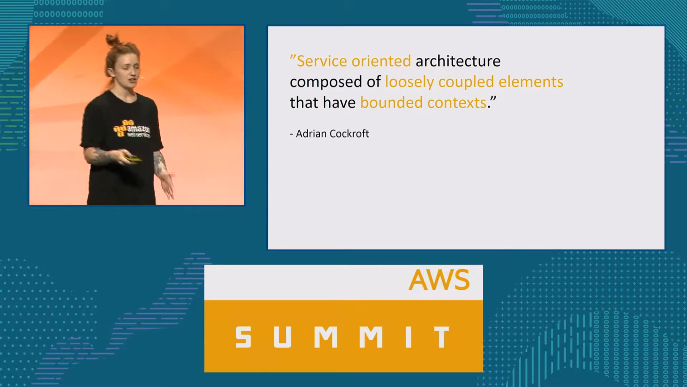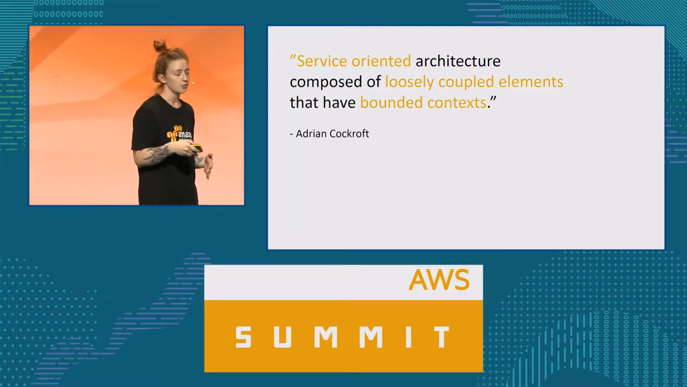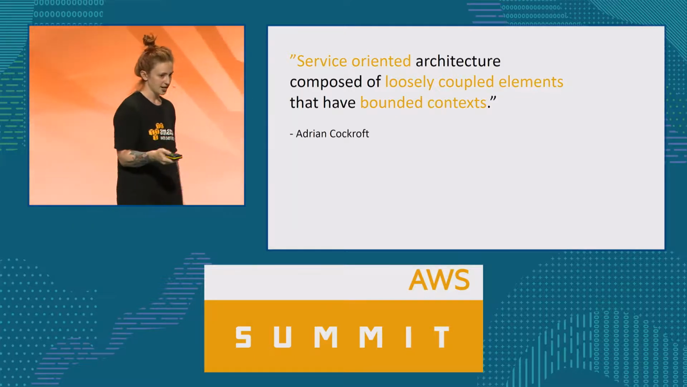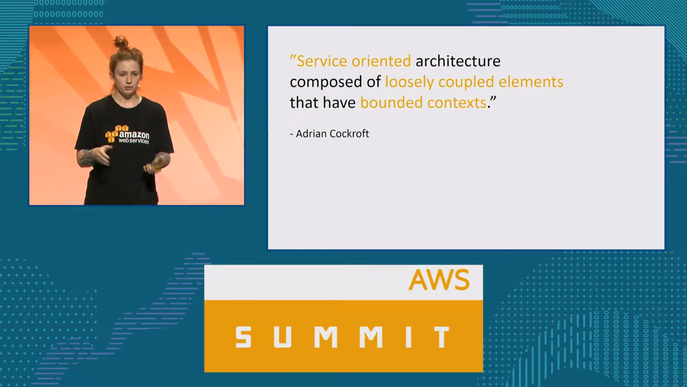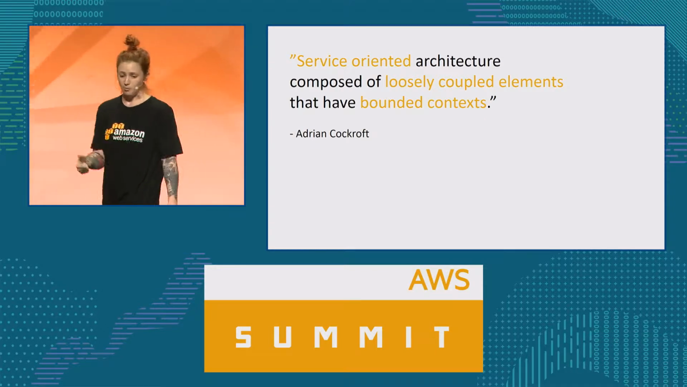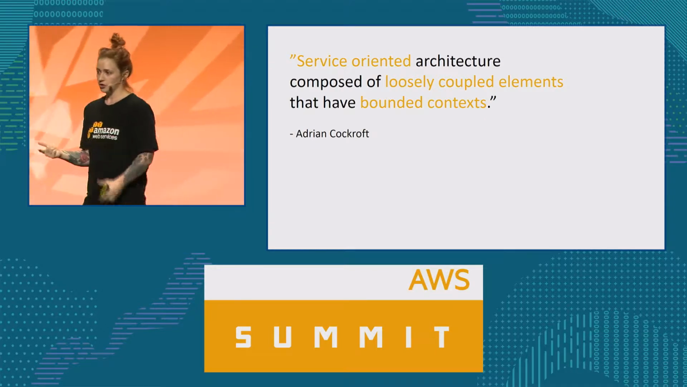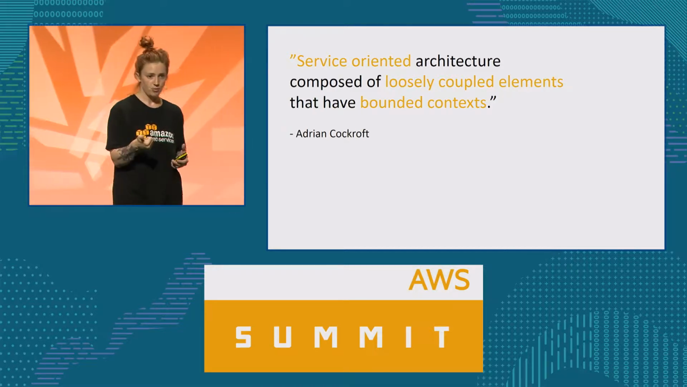So what are microservices? It's a service-oriented architecture composed of loosely coupled elements that have bounded context. This sounds really nice, but what does this mean? It means that we've broken down our services. Each one of them has a very specific job. They are loosely coupled, so they talk to each other, but only over the network. They each have a job.